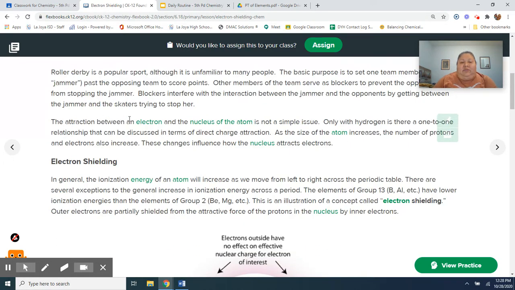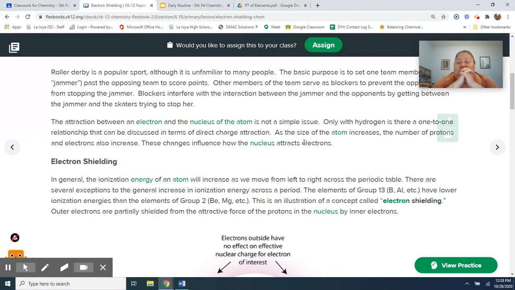The attraction between an electron and the nucleus of an atom is not a simple issue. Only with hydrogen is there a one-to-one relationship that can be discussed in terms of direct charge. So hydrogen is the only element that's going to have one electron and one proton. And we know that electrons and protons have opposite charge. Protons are positive, electrons are negative. So there's going to be an electromagnetic pull between the nucleus and the electrons outside of the nucleus, okay?